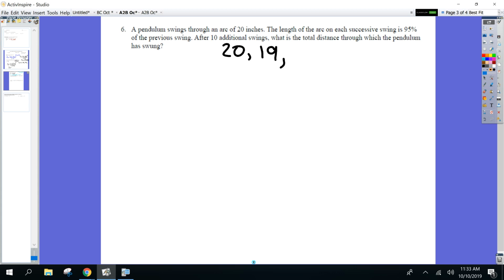I'll do one more in the sequence. 18.05, we get it, right? So geometric or arithmetic? Geometric, because you guys right now in your calculator are hitting the multiply button. All right, so after 10 additional swings, and here's the key, because some of you didn't do this on your quiz, the total distance. I don't want to know what the last swing measures. I want to know the total distance. And the total tells me I'm going to need the sum right off the formula sheet.